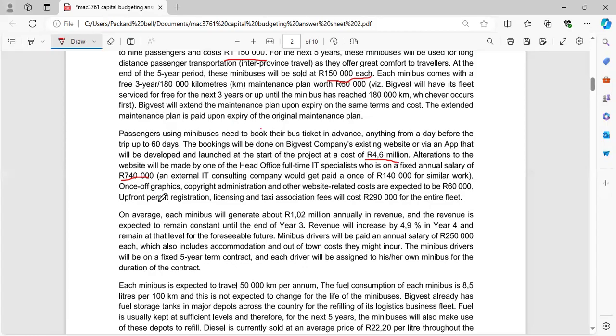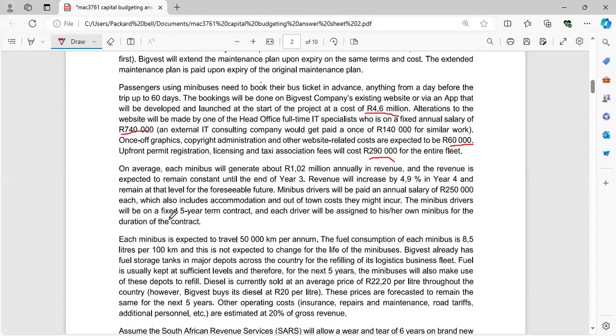Right, then once-off graphics, copyright administrations, and other website-related costs. So these are the costs for the project. Then there is also upfront permit registration for the tax association. So this is going to be also another cost for the project.